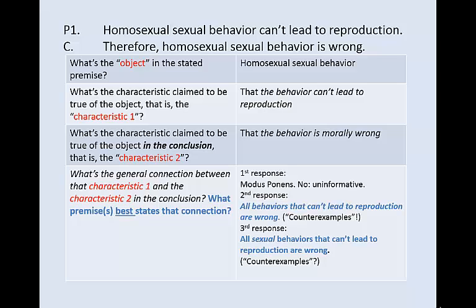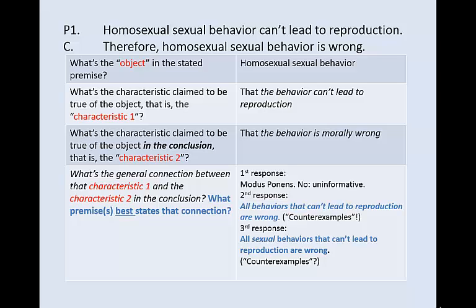What characteristic is claimed to be true of that object in the conclusion? That is the second characteristic, that the behavior is morally wrong. And so what's the connection between characteristic 1 and characteristic 2, and what premise best states that connection? So again, you could go the route of modus ponens, saying, look, well, if homosexual sexual behavior can't lead to reproduction, then homosexual sexual behavior is wrong.